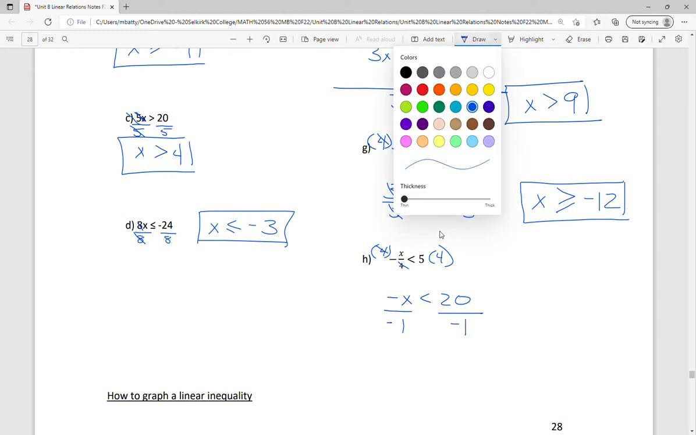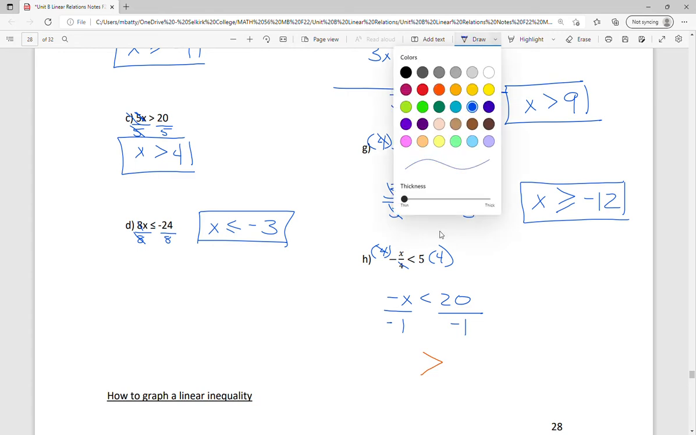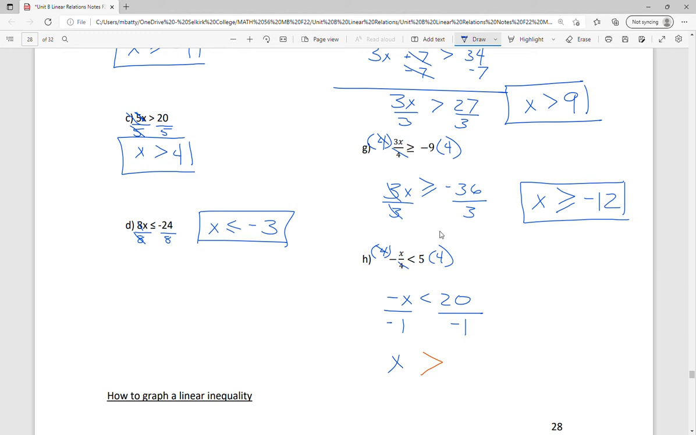That is enacting the rule. When you divide by a negative, you have to switch that sign. And then you can just keep doing the math, right? So I'd have x is greater than -20 as my answer. A bit of a spacing problem here, sorry, in my key.